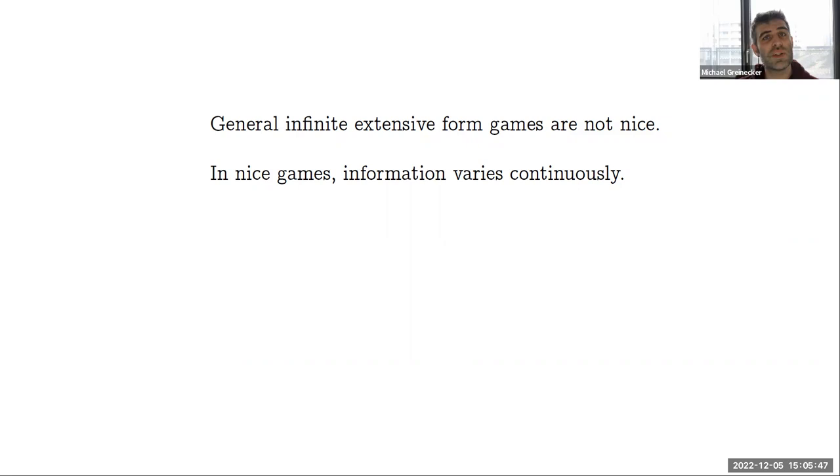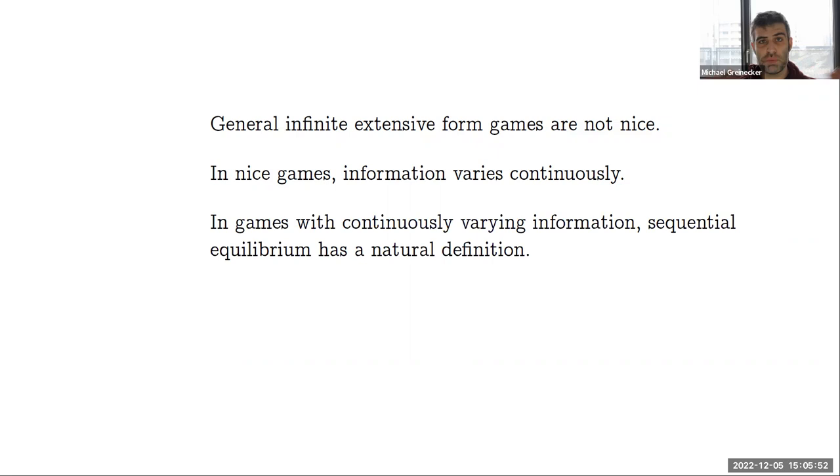Once we've done this, in games where information behaves nicely and continuously, we can get a fairly natural definition and existence notion of sequential equilibrium. Now, sequential equilibrium we actually have to redefine. It's not just that we have additional assumptions that make it exist, because the classical 1982 Kreps-Wilson definition of a sequential equilibrium makes it inherently not directly applicable to the kind of games we're looking at.